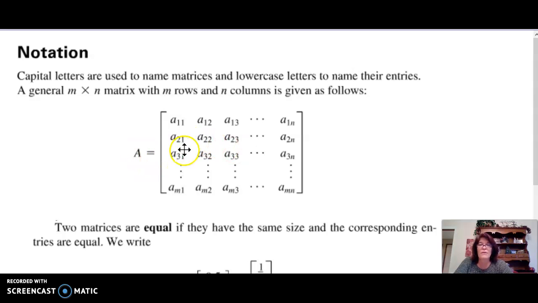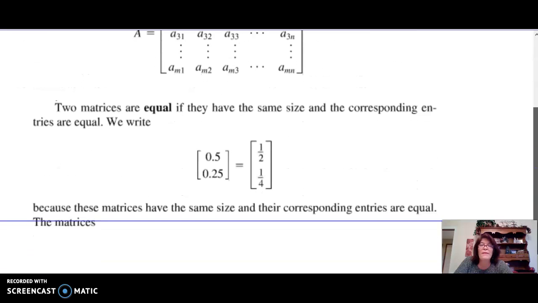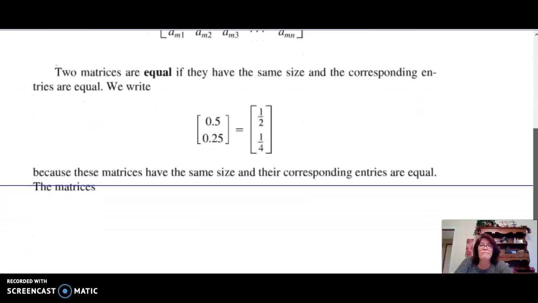In general, we denote a matrix by its dimensions, rows by columns. We use a capital letter, and the elements inside the matrix are denoted with lowercase letters and the numbers of the row and column that they're associated with. Then we have just some vocab about how we compare matrices.